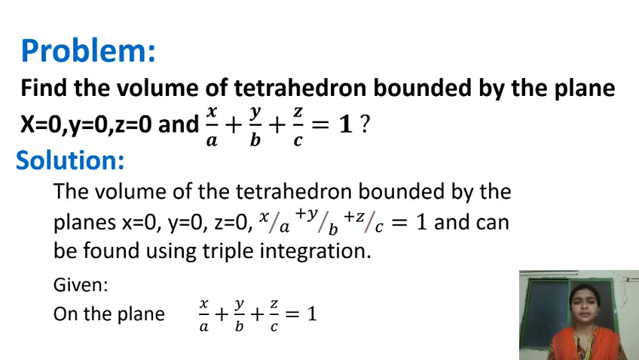Let us see a problem of triple integral. Find the volume of a tetrahedron bounded by the planes x equals 0, y equals 0, z equals 0 and the equation x by a plus y by b plus z by c equals 1. Solution. The volume of the tetrahedron bounded by these planes can be found using triple integration. Given the plane equation x by a plus y by b plus z by c equals 1.